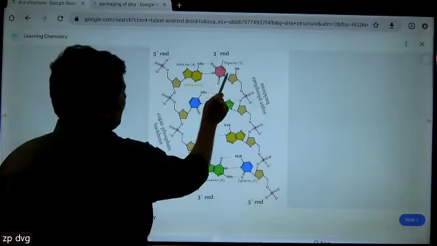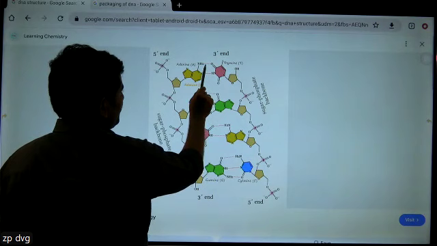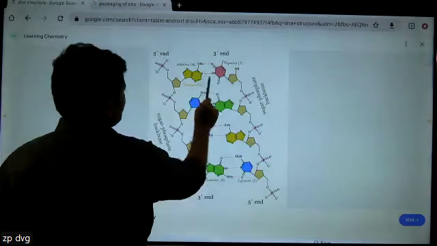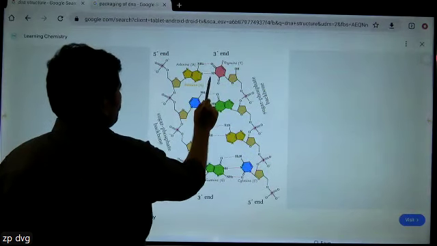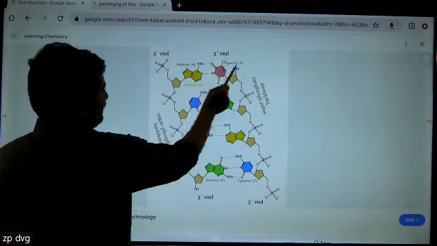Adenine and thymine have two hydrogen bonds here, as we can see. So there are two hydrogen bonds. So this is adenine, this is thymine.